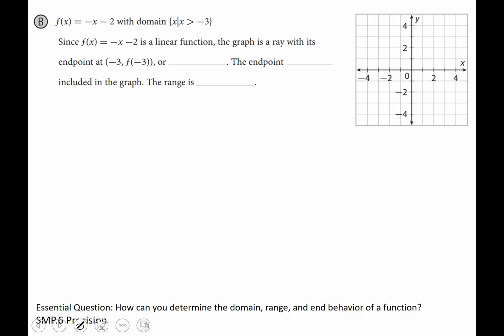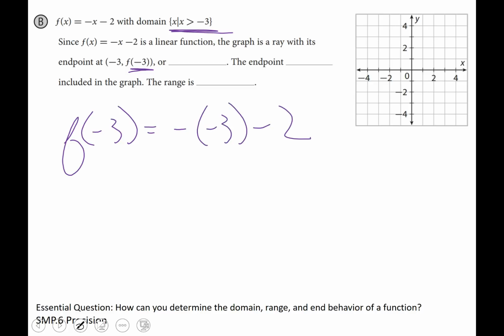All right, so let's try this again, a little bit different on this one. It says, since f of x equals -x minus 2, this is the domain, meaning all my values have to be bigger than -3, okay? So I'm going to go ahead and calculate the -3 and figure out what that value is. Remember, that's function notation, and it means I'm taking the -3 and I'm plugging it into that function. So f of -3 equals -(-3) minus 2. Double negative goes positive. Positive 3 minus 2 is 1. So we would say that the point is -3, 1.